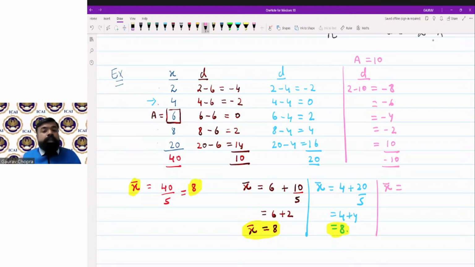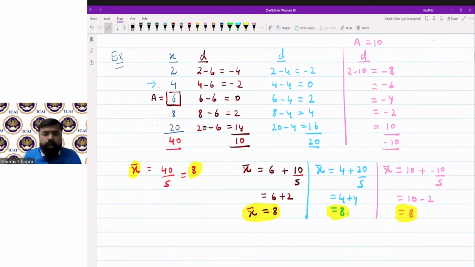So again applying the formula, x bar equal to 10 plus negative 10 by 5. So the final result we are getting is 8. So again arithmetic mean is same. So you can assume any number, the result will be same. If you assume 100 also, result will be same. If you assume 1000, assume 500, 10 lakhs, any number, arithmetic mean will remain same. So these are the two methods for individual series.